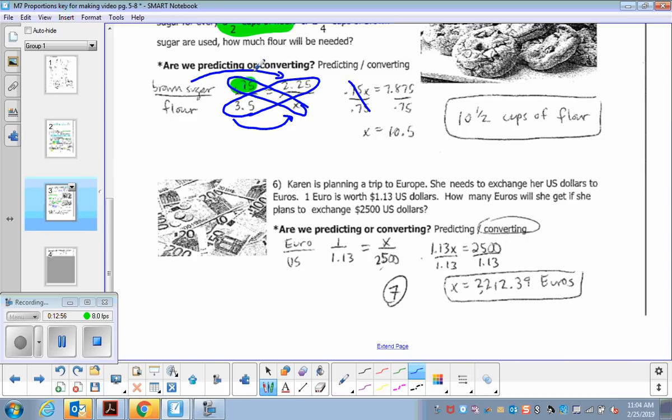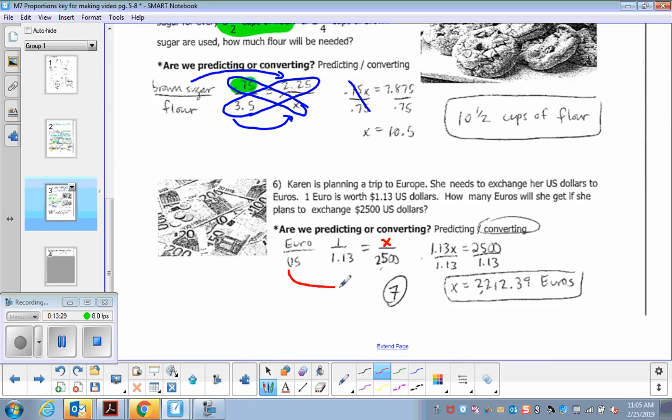Now, with the exchange rate, 1 euro is $1.13 here in the United States. So we want to know how many euros Karen is going to get if she plans to exchange 2,500 US dollars. So once again, what are we comparing? We're comparing euros to US dollars, and we're given the ratio right here that 1 euro represents 1.13 US dollars. We don't know how many euros she's going to get if she's exchanging 2,500 US dollars.